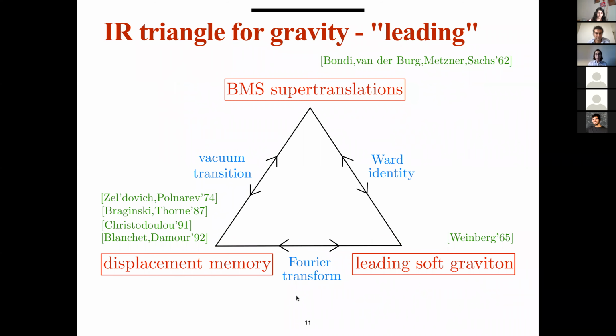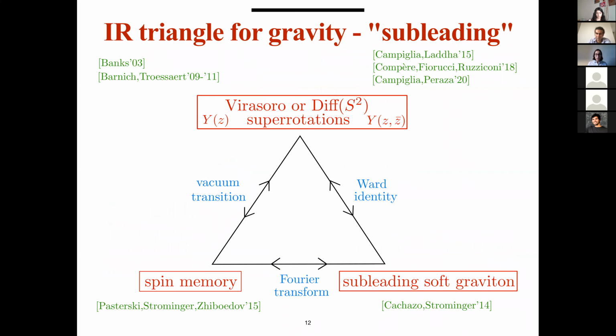Okay, so I will mostly talk about gravity and the two important triangles that one has to discuss. The first is the infinite enhancement of translations so that we get supertranslations. And that's related to the so-called leading soft graviton theorem of Weinberg from the 60s. And on the other side of this triangle is the so-called displacement memory effect. Interestingly enough, these are all things that happened around the same time, but the connection was only made rather recently. Now, if we also generalize or enhance the Lorentz group to superrotations, then we have the relation to the subleading soft graviton theorem, which was also found only recently, and the so-called spin memory effect.